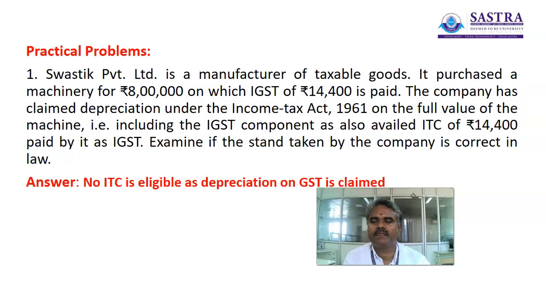Problem. Swastik Private Limited is a manufacturer of taxable goods. It purchased machinery for 8 lakh on which IGST of 14,400 is paid. The company has claimed depreciation under the Income Tax Act 1961 on the full value of the machine, including the GST component.